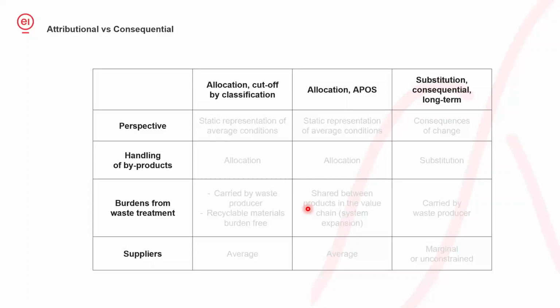Now let me wrap up and go again to the main modeling choices and how these are treated by the three system models that we saw today. The two system models, allocation cutoff by classification and APOS, assume a static representation of average conditions. They look at the here and now. The substitution system model evaluates consequences of changes. The first two system models have allocation for multi-output activities. The substitution consequential system model has substitution.